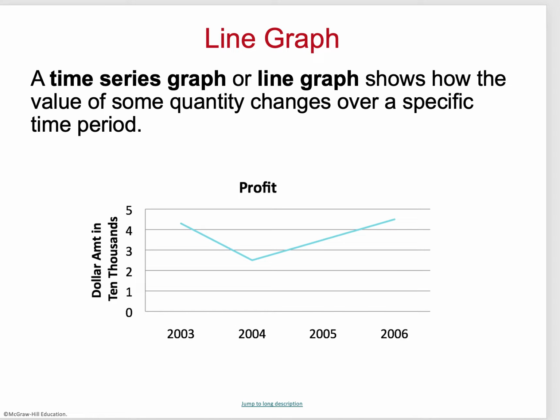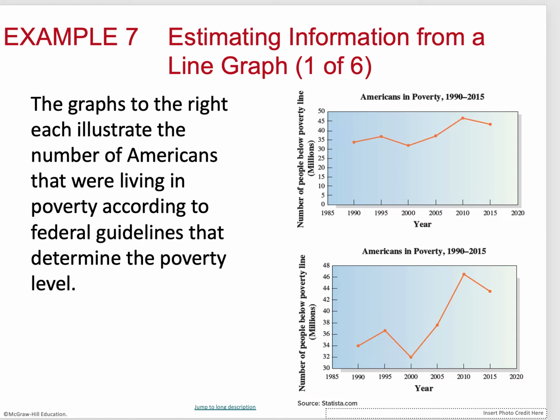A time series graph is going to be less used in the classroom at the lower grade levels, but it's anytime I'm representing something over a time period. So this is most often what's in the newspapers. So we're plotting inflation. We're plotting approval ratings for politicians. We're plotting profit. Anything that's related to time could be used with the line graph. So if I look at the two line graphs to the right, they each illustrate the number of Americans that are living in poverty according to the federal guidelines. So it's over time. I can see from 1985 to 2020 who all is living in poverty.